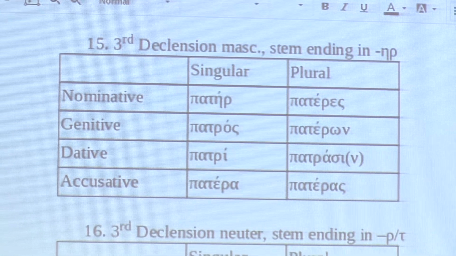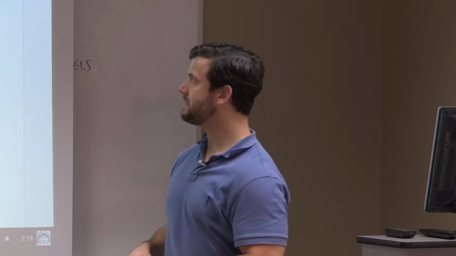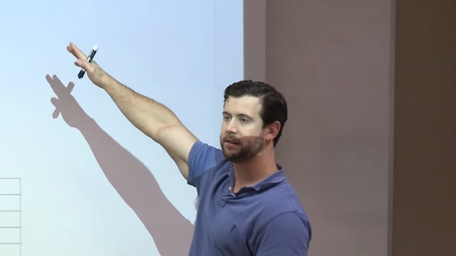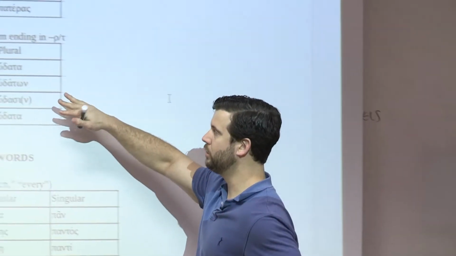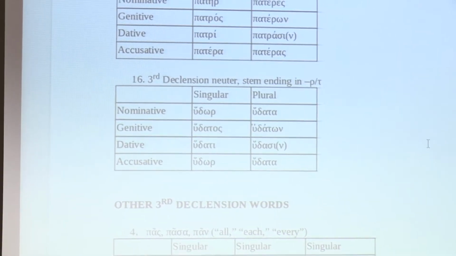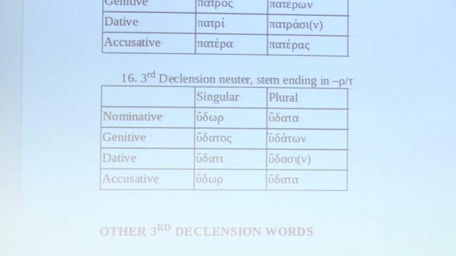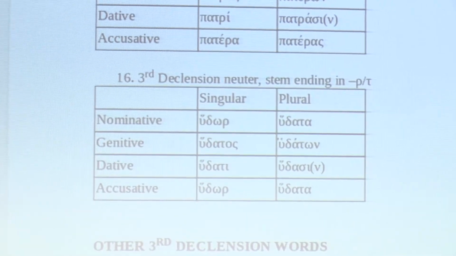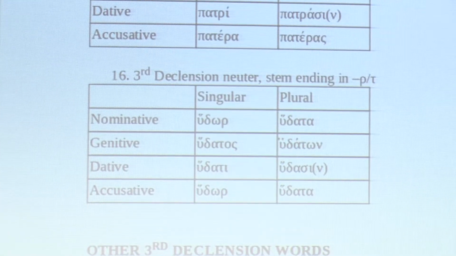And do know, there are others that follow that pattern. Mater is the word for mother. Mater also does that. And that's the thing with these, is these are paradigmatic, so there are other nouns that follow these patterns. So hudor, hudatas is a little bit more difficult pattern too, and one that I'm never going to test you on, okay?